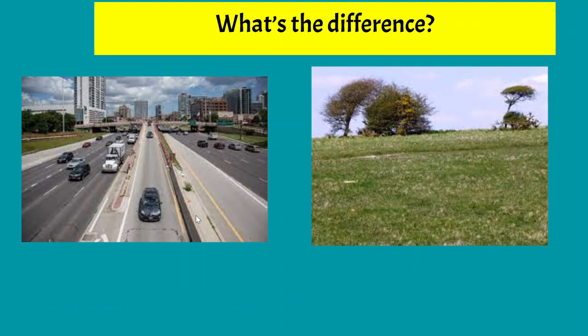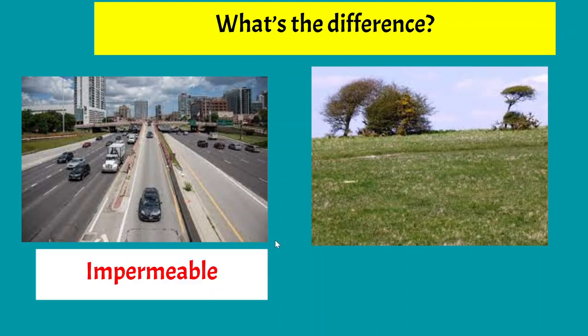So again, the difference is this hard surface, water is going to hit this surface and it's going to just run off, generally to storm drains. But the water here, as long as it's not way too fast and too much all at once, is going to sink into the grass and the soil, and it's going to be absorbed there.